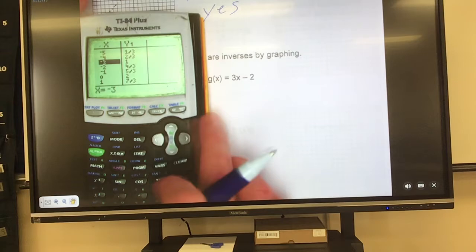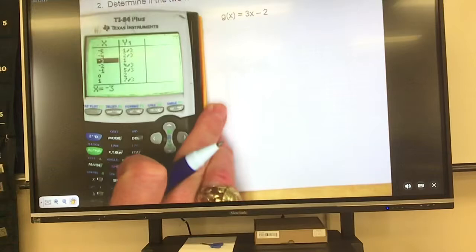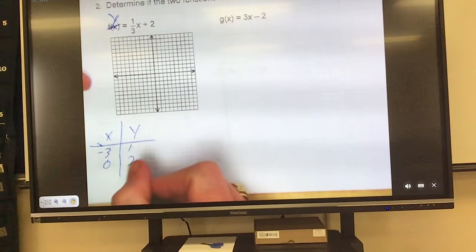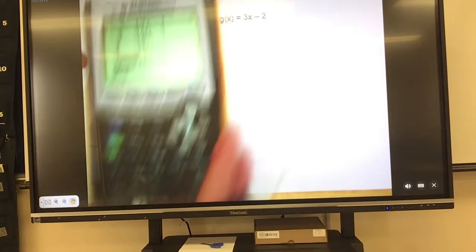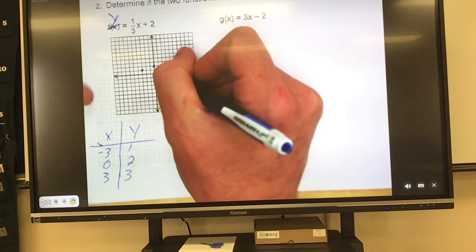So that's for this one. Negative 3, 1. Looking at my table, the next clean points would be 0, 2. And then the next clean point is 3, 3. So let's graph that: over negative 3, up 1, put a point. Over 0, up 2, put a point. Over 3, up 3, put a point. And it just kind of goes like that.